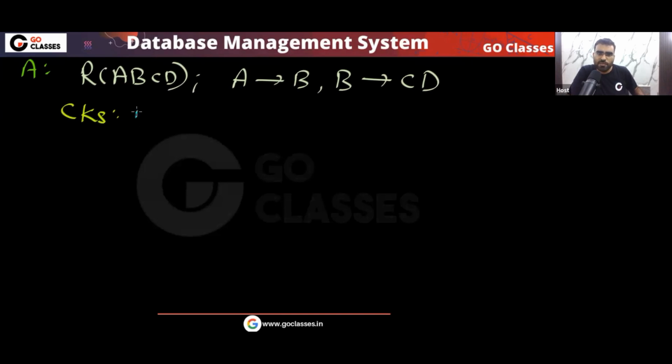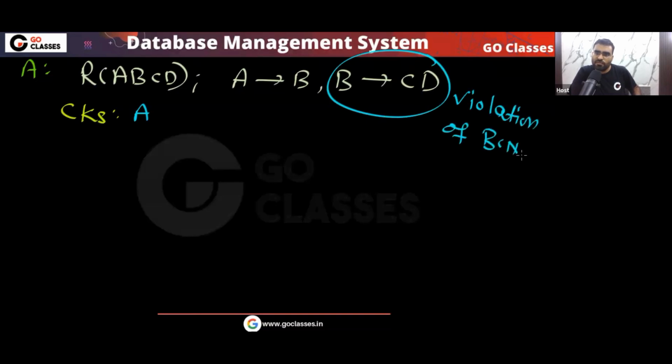What will be the candidate key? The candidate key is A. So B determining CD is a violation of BCNF. Very simple. So definitely this relation, option A, is not in BCNF.